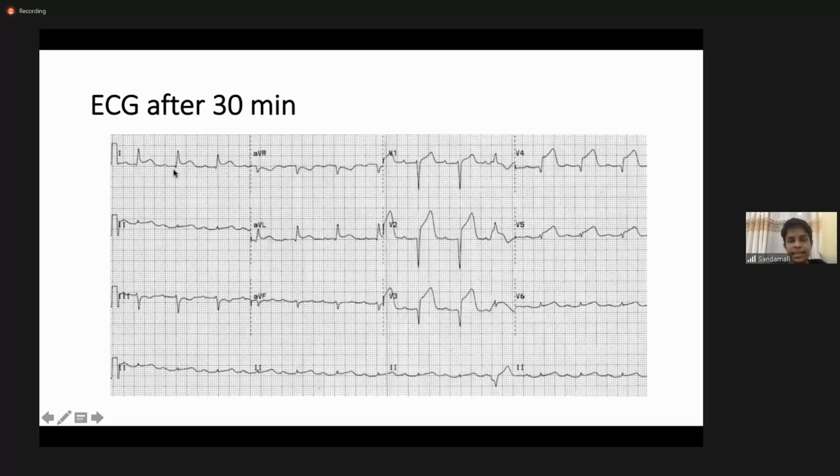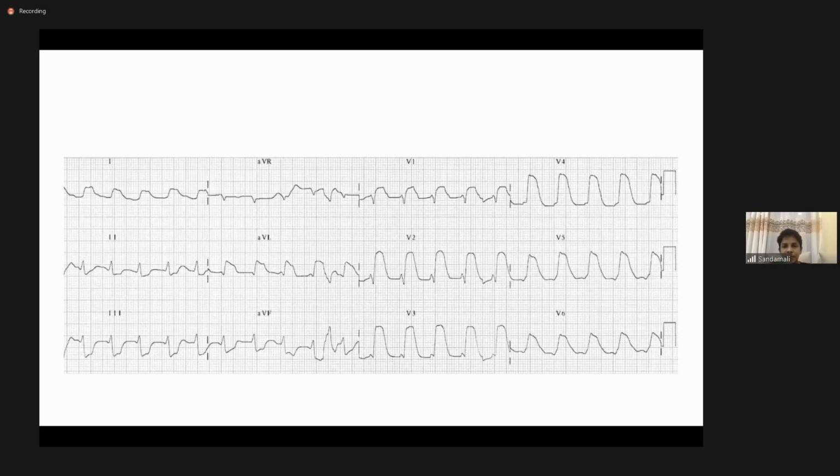This is the same patient's ECG after 30 minutes. Even though the previous ECG does not show clear ST elevation, here the ST elevation is quite clear, involving all 6 chest leads, V1 to V6, and L1, aVL with ST depression in L3 and aVF, indicating extensive anterolateral STEMI.